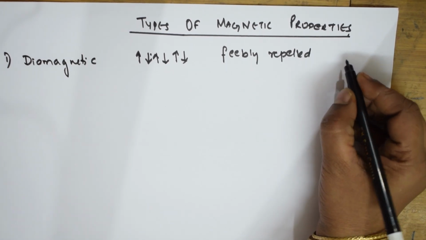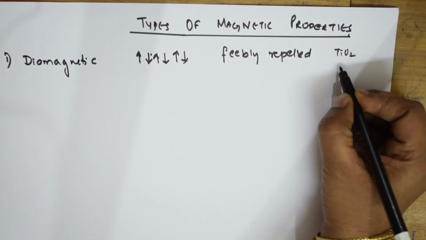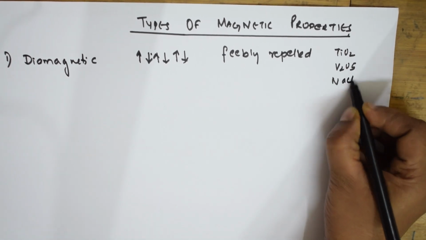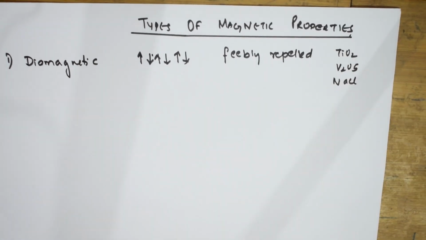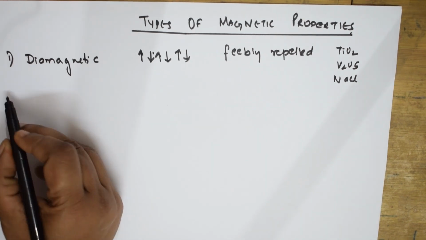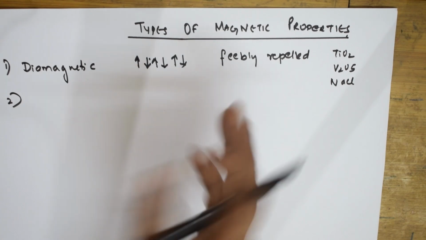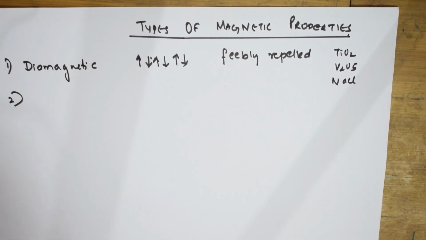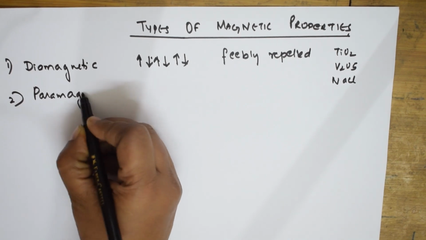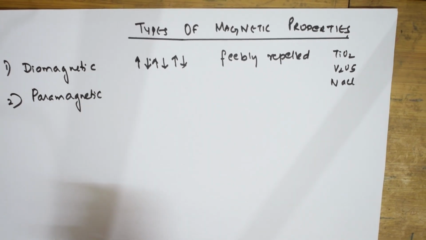If I have to say, TiO2 is an example, vanadium pentoxide, and sodium chloride is one more example, right? Where are we using diamagnetic substances? In insulators. So because of this pairing, they are feebly repelled in the magnetic field.